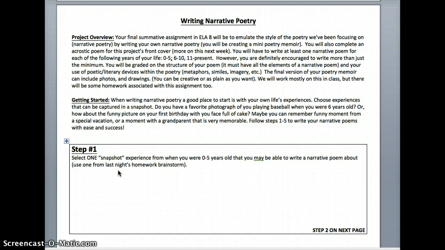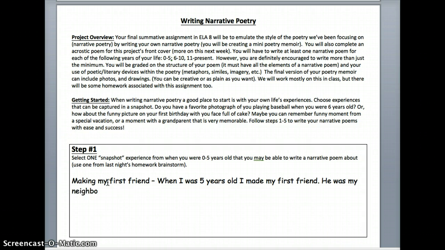that you may be able to write about in a narrative poem, and I should use last night's homework brainstorm to help me. So if I look at my brainstorm, I see that I wrote down a lot of events, and one of them that I really like is making my first friend. I'm going to add some details about this event to remind myself as I'm starting to write. When I was 5 years old, I made my first friend. He was my neighbor, Mark Short.